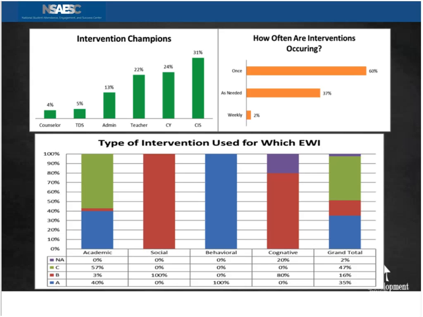I'll give you a few minutes to look those over. And again, all of these were created by schools just utilizing the Excel spreadsheet or a Google Doc.